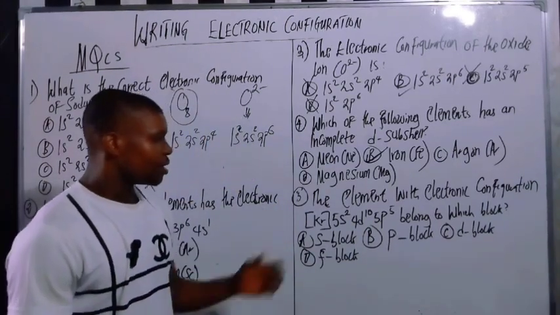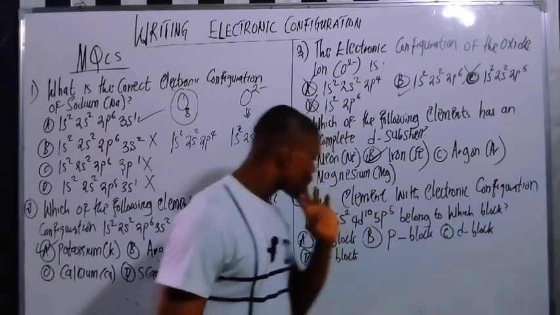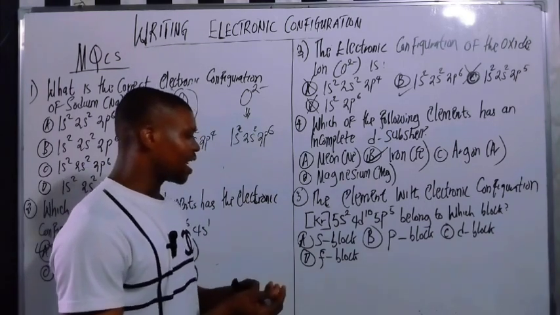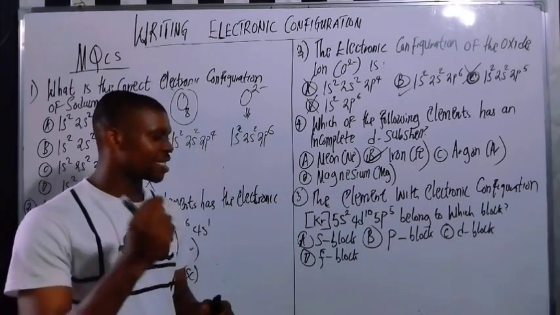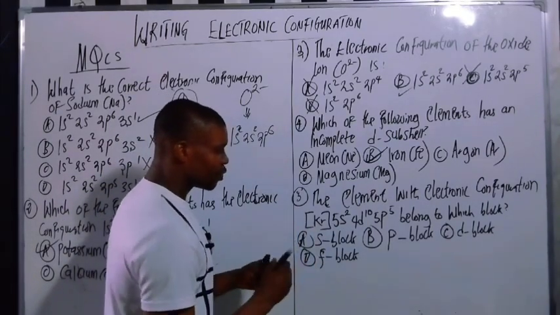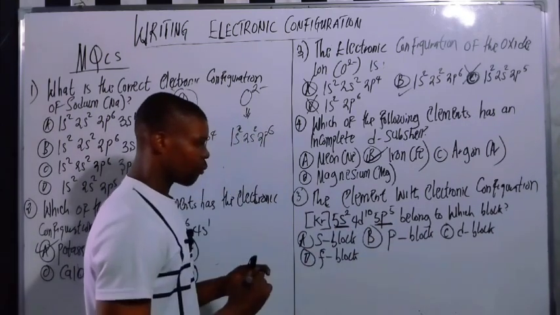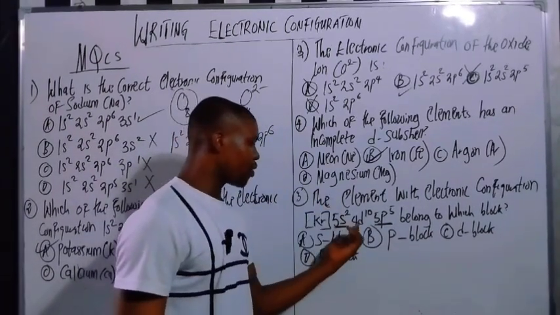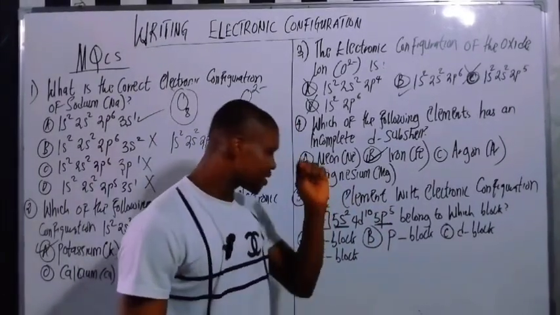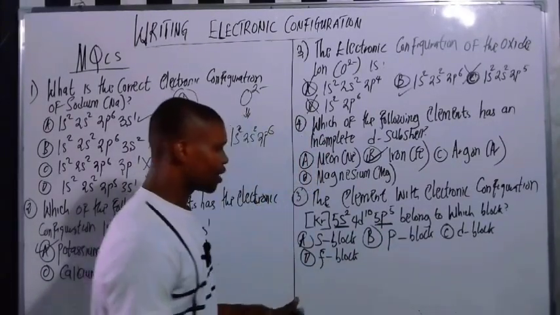Number 5. The element with this electronic configuration belongs to which block? Which block does it belong to? The highest energy level is 5. Whenever you have something like this, you look at the highest energy level. Here we have 5 and 5: 5s2, 4d10, 5p5. Because the highest energy level is 5 and it is having p, the answer is p block.